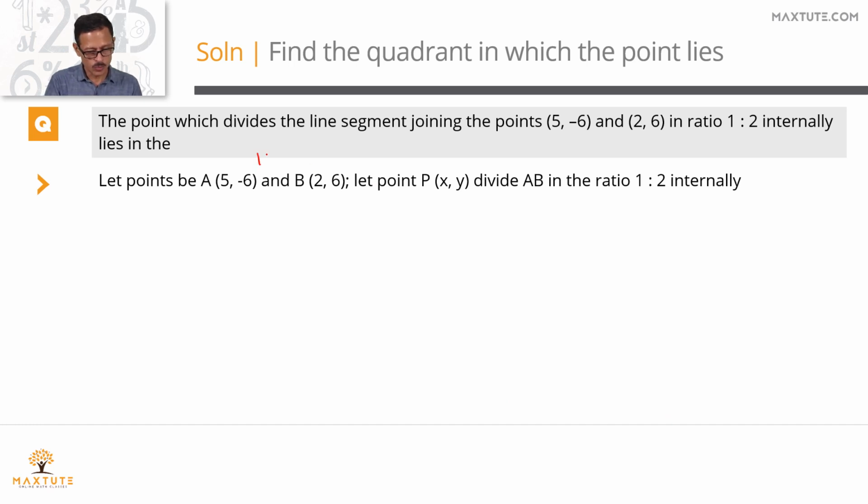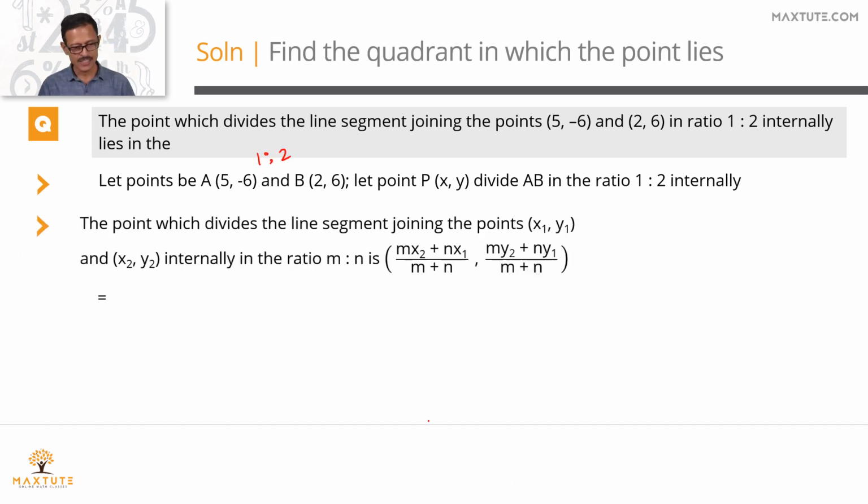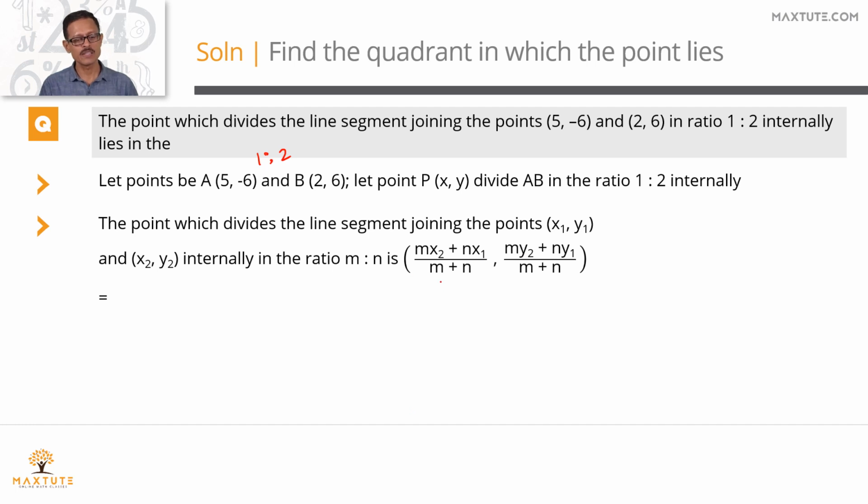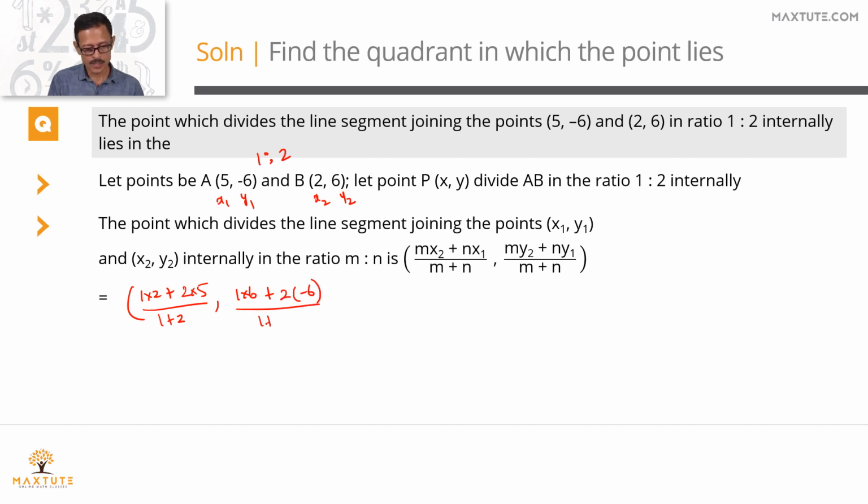It's dividing it in the ratio of 1 is to 2. These are the points that we have. We know the section formula is (mx2 plus nx1) divided by (m plus n) and (my2 plus ny1) divided by (m plus n). Quickly marking what x1, y1, x2, y2 are, so absolutely no confusion. mx2, which is 1 into 2, plus nx1, which is 2 into 5, divided by m plus n, which is 1 plus 2, comma, my2, which is 1 into 6, plus ny1, which is 2 into -6, divided by 1 plus 2.